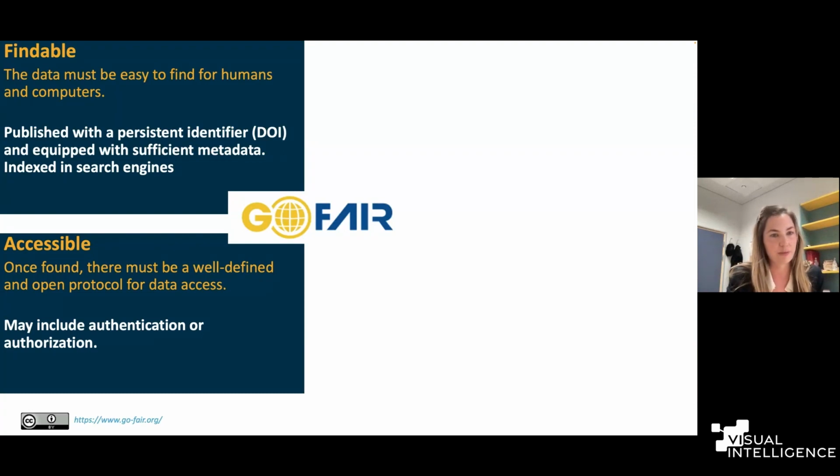The A in FAIR is accessible. So now you've found the data, or the computer has found the data that you're looking for. But once you've found it, you can access it. So there's a well-defined and open protocol on how to access the data. And some data you may not be able to archive or store openly. You may have some sensitive data, some person-identifying data, some data that can't be made openly available for a variety of reasons. So your data may actually require some authentication or authorization. But the A in accessible means there is a clearly defined protocol on how you can actually access that data. So even though the data is not open, it's still FAIR because you know how to access it.